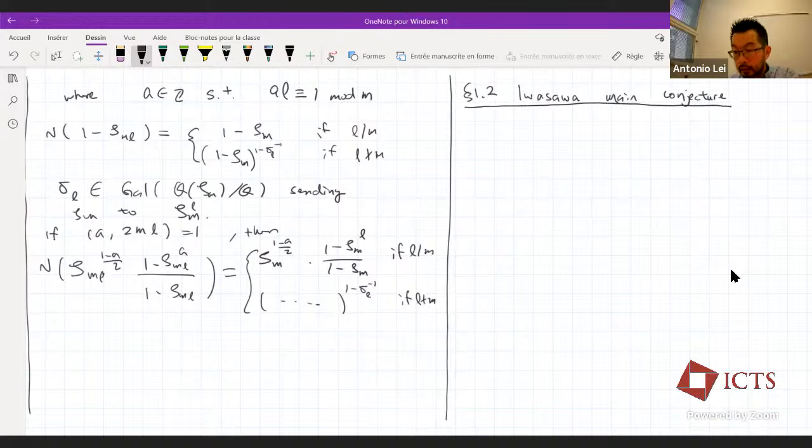So again, P will still be a fixed odd prime number. So P is an odd prime.